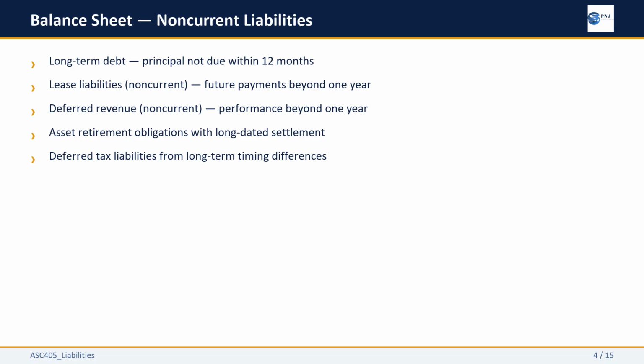Non-current liabilities sit below the current section and represent obligations settling beyond 12 months. Long-term debt, multi-year lease liabilities, deferred revenue tied to performance obligations further in the future, AROs for facilities you will decommission years from now, and deferred tax liabilities from temporary differences. The split between current and non-current is not just formatting. It changes how investors, lenders, and analysts interpret your capital structure and debt service capacity. Any item that crosses the 12-month line must be reclassified.